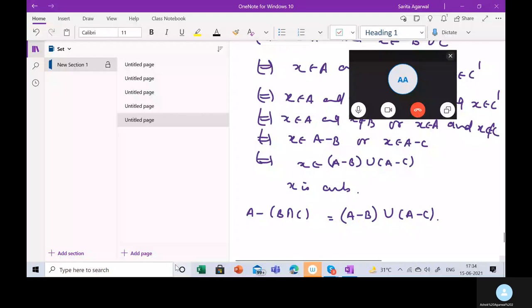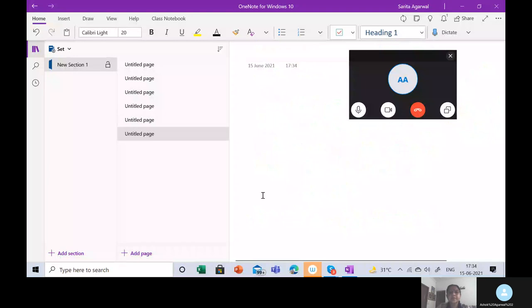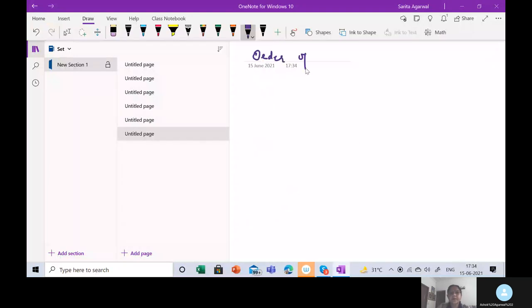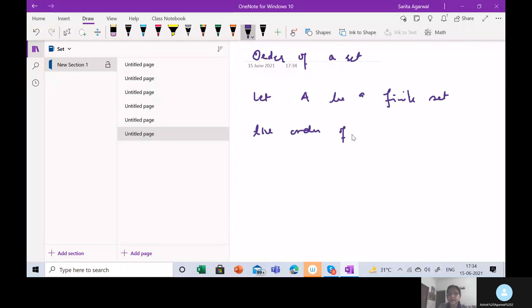Number of the elements in a set. Order of a set. Let A be a finite set. Then the order of the set A is the number of the elements in the set A.